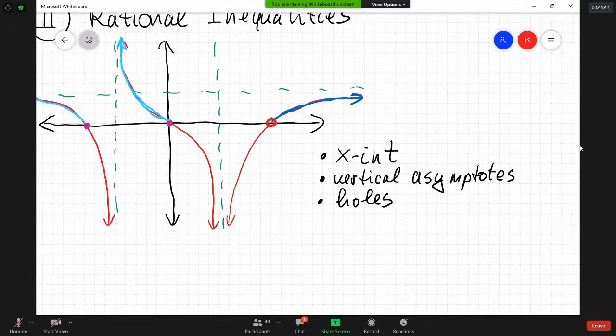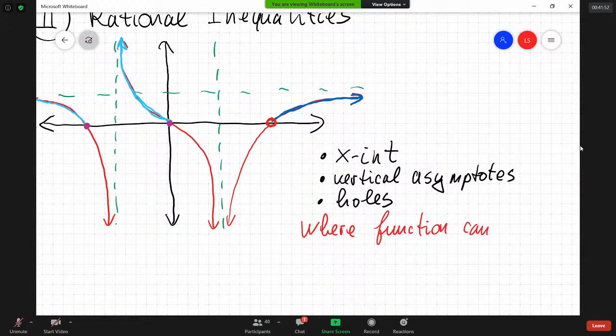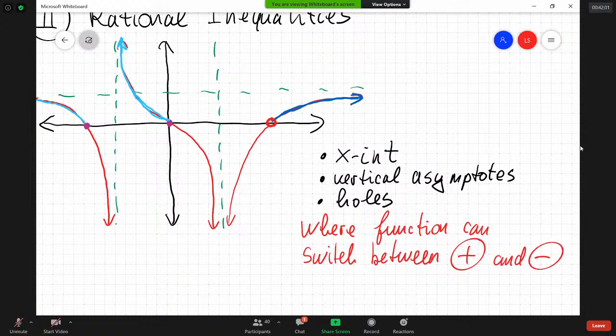Those are those special points where the function can switch between positive and negative. It doesn't have to, right? We saw zeros with even multiplicity, we don't switch. We saw that asymptotes with even multiplicity, we don't switch. So it doesn't have to, but it may. So those points have to be considered.